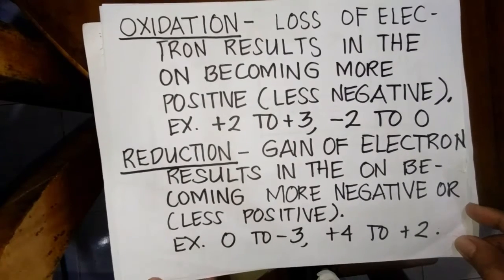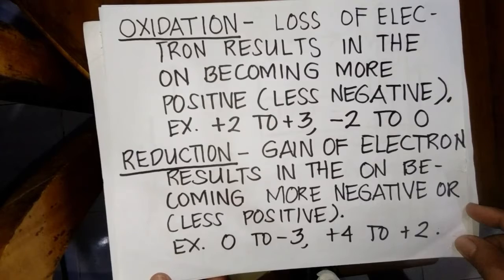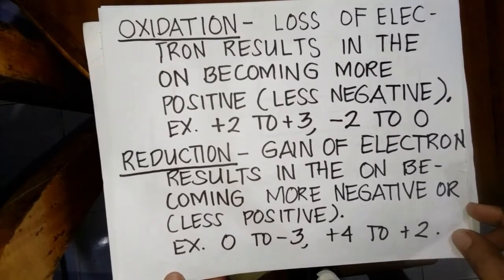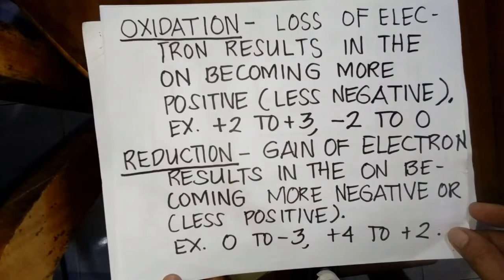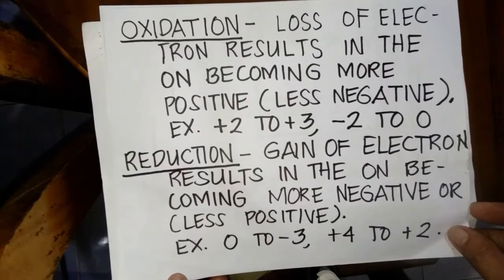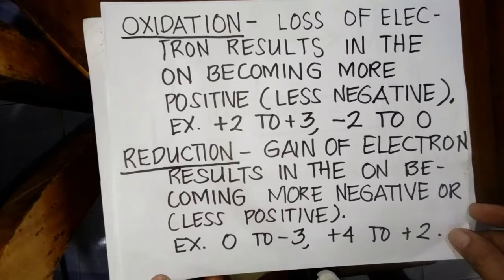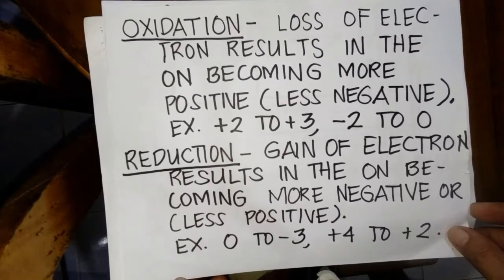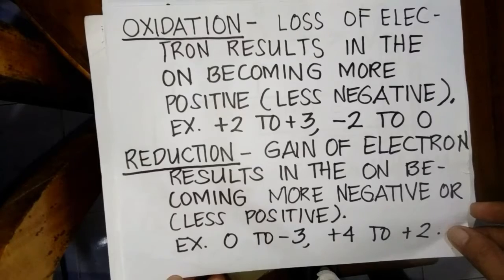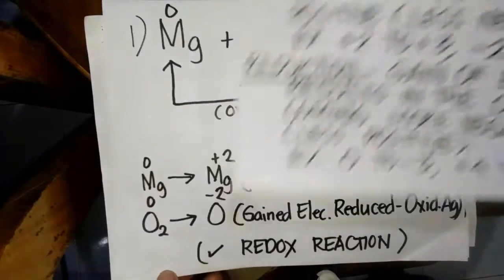Oxidation is the loss of electrons that results in the oxidation number becoming more positive or less negative. Example, positive 2 to positive 3, or less negative, negative 2 to 0. Reduction means there is a gain of electrons that results in the oxidation number becoming more negative or less positive. Example, 0 to negative 3. This is becoming more negative or less positive, from positive 4 to positive 2.